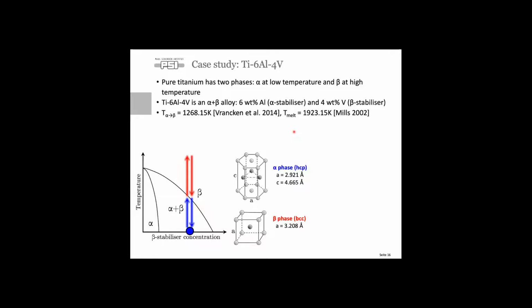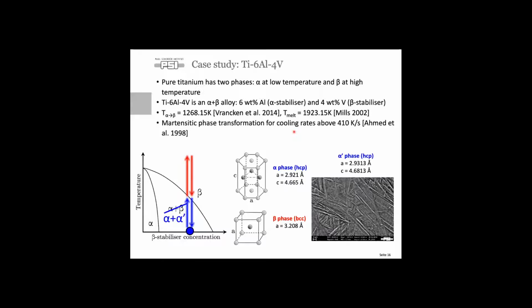And this is happening, of course, during laser powder bed fusion, where the cooling rates are super high. And so what happens there is that we obtain a martensitic transformation, and we end up with a microstructure as shown here on the right, a typical needle-like structure for the alpha prime phase.